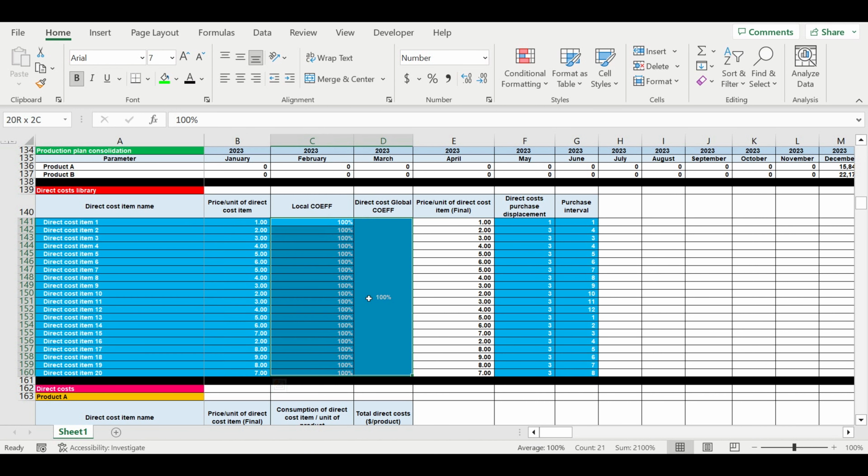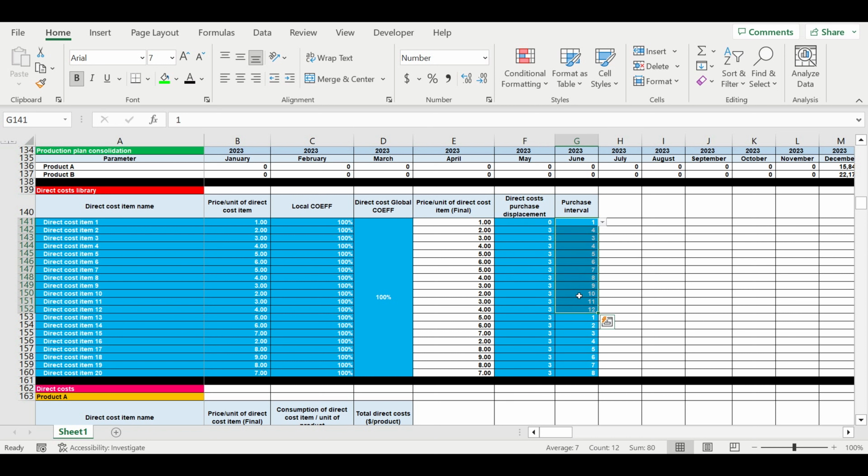Then we have coefficients to play with raw material costs, global and local. Then we can specify if there is any purchase displacement for each raw material. So 1 means that if we need this raw material today, we need to purchase it a month before. If we, for example, put here 0, this means that if we need this raw material this month, we can purchase it this month. We don't have a logistic chain to bring this raw material on site.